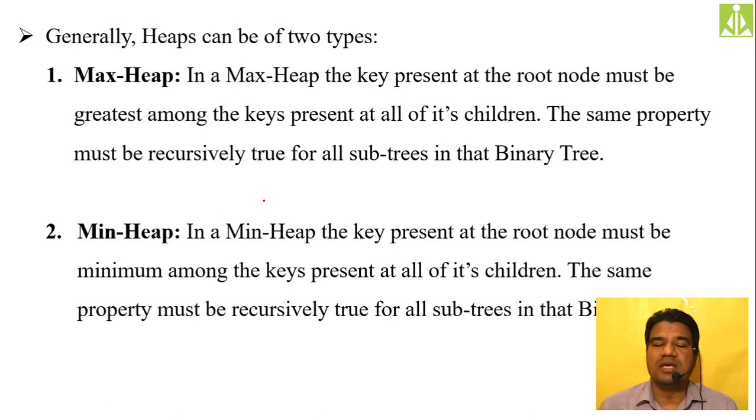Heaps can generally be of two types. The heap data structure can be of two types, and we will study only max heaps over here. They are max heap and min heap, maximum heap and minimum heap.